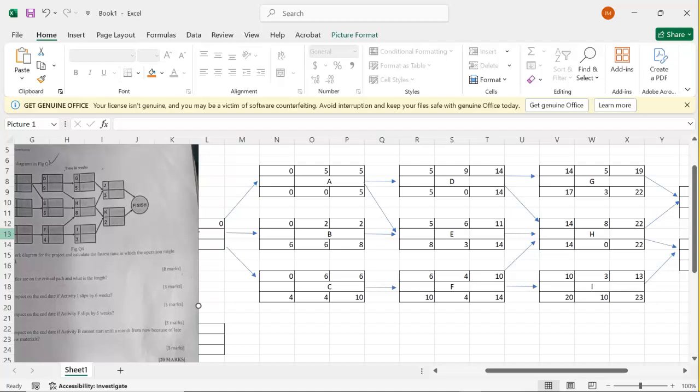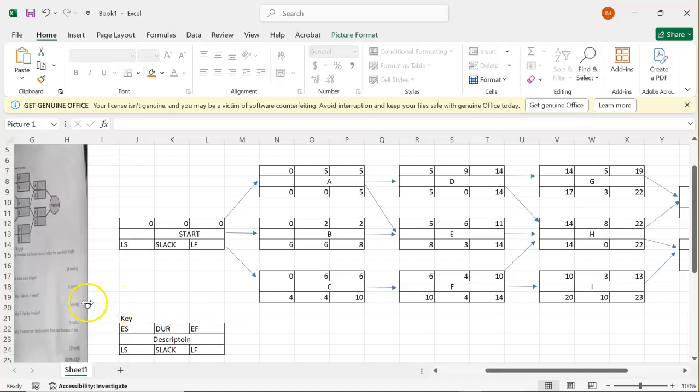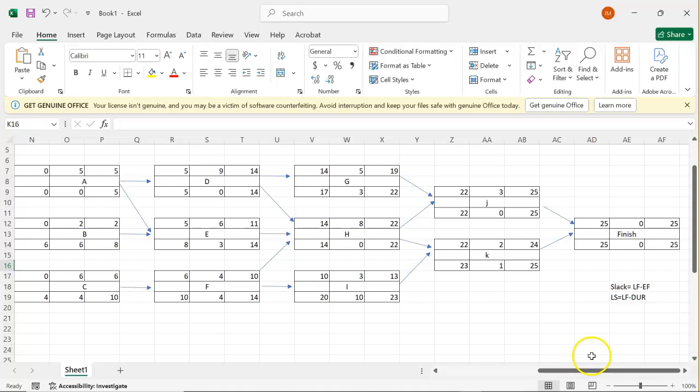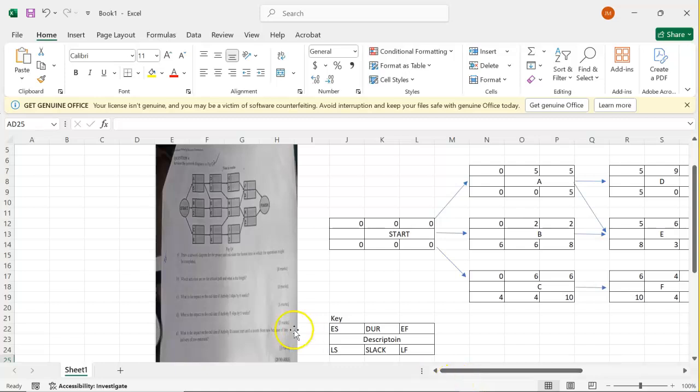So start was coming from A, B, C. So the lowest number there will be 0 from A. There it will be 0. There it will be 0. So start was just starting on 0. So that is the PDM diagram. So it would take 25 weeks for the project to complete. That is the fastest way that the project would complete.